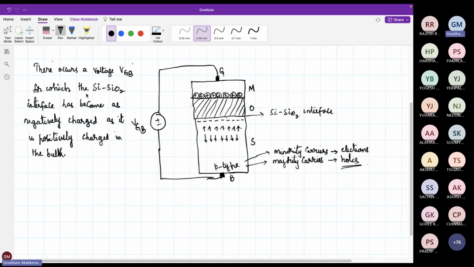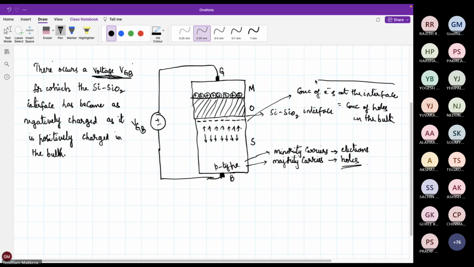Okay, so what I mean to say is, at a voltage of VB, there are so many electrons present at the interface that the concentration of electrons at the interface is equal to the concentration of holes in the bulk. Does that make sense?